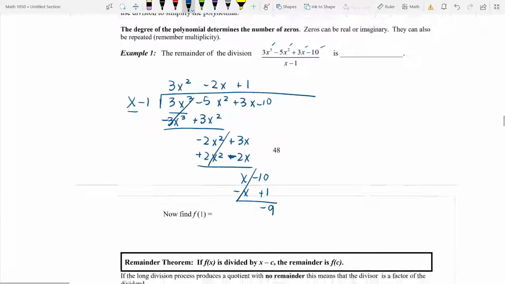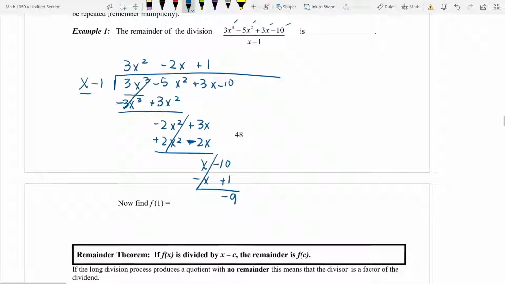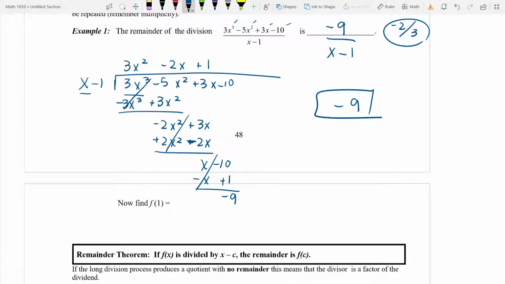Read the question. Weber State used to ask this a lot. What is the remainder? And look at this. If you wrote it as negative 9 over x minus 1, they would take away 2 of the 3 points. All they want is just the negative 9. Okay, so the negative 9 is the correct answer. All they want is the remainder.